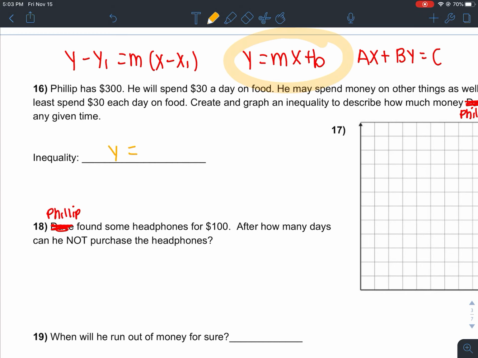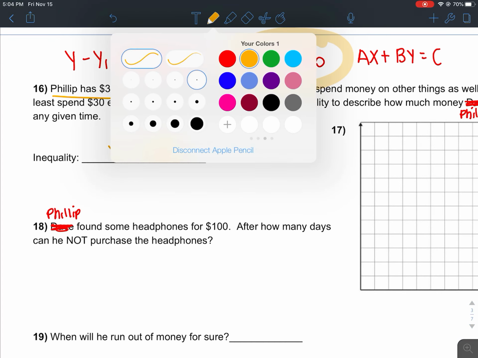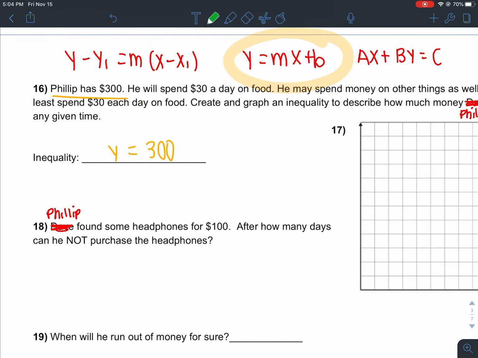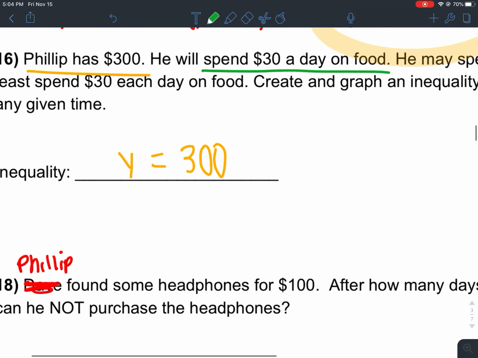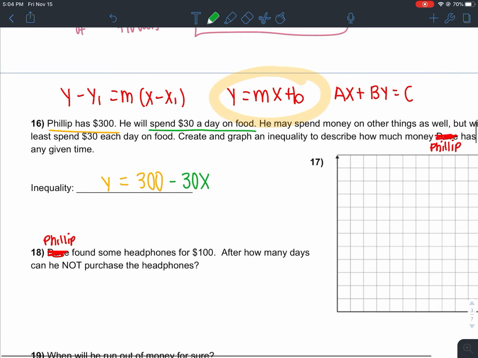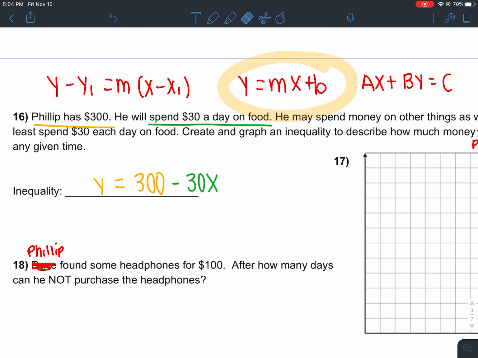So we'll have y equals, well, he starts with $300. So I'm going to put down $300 because he has $300. But we also know that he's spending $30 a day on food. Well, that's going to be that he's spending $30. So out of the $300 he has, every single day that goes by, he's spending that. So it's going to be minus 30x. Okay. Now, we want an inequality, but we first have to figure out what our variables represent.